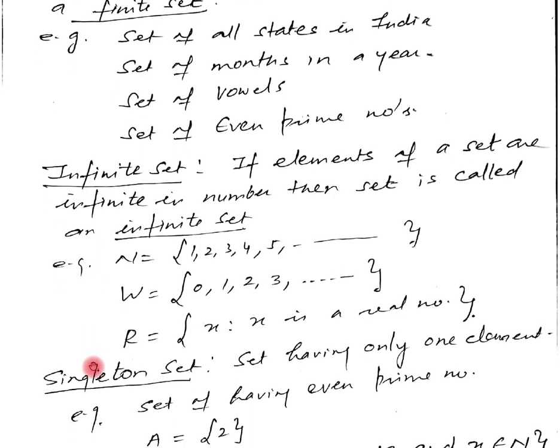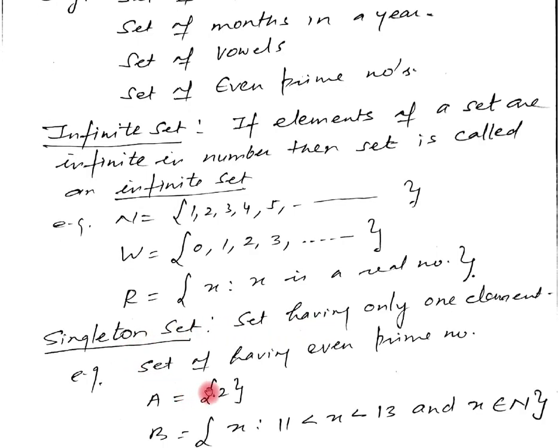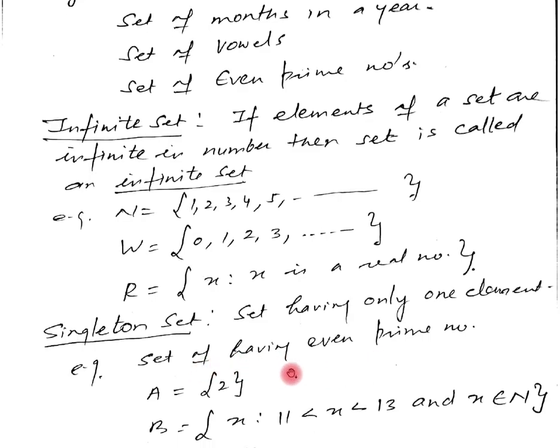Then comes the singleton set. As the name indicates, the set having only one element is known as a singleton set. For example, the set of even prime numbers. We know about prime numbers. Our prime numbers start from 2. Only 2 is the even prime number. After that, 3, 5, 7, all other prime numbers are odd. Therefore the set of even prime numbers has only a single element, so it is known as a singleton set.